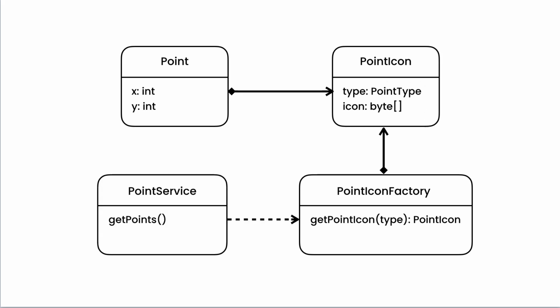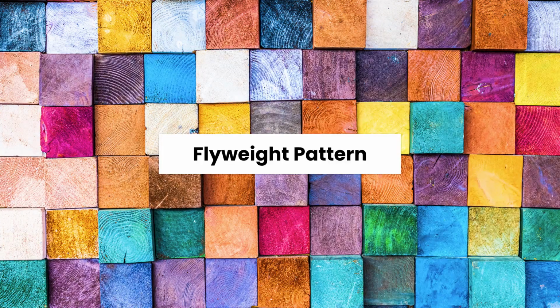Now finally, in our point service, that is where we get all the points, we're going to use this factory to create point objects. So earlier inside this class, we directly created a point object. We passed the X and Y coordinates, we set the type to cafe, and we passed null for the icon. Now with this structure, we're going to use this factory to get the icon for a given point and then construct a point object. And this is what we call the flyweight pattern.